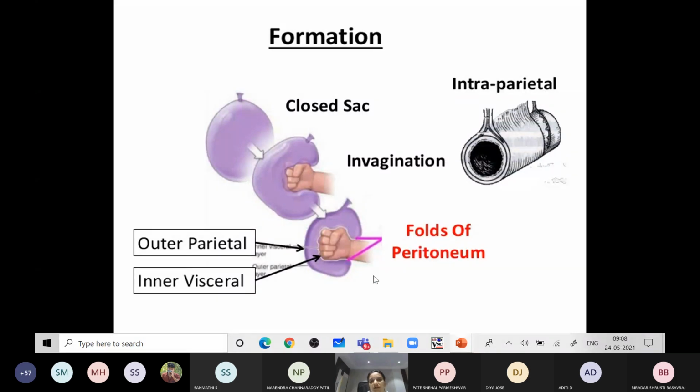So the peritoneum invests the different organs differently. Either it may cover the organ completely or partly, or only the anterior surface. Depending on that, they are divided into different parts.